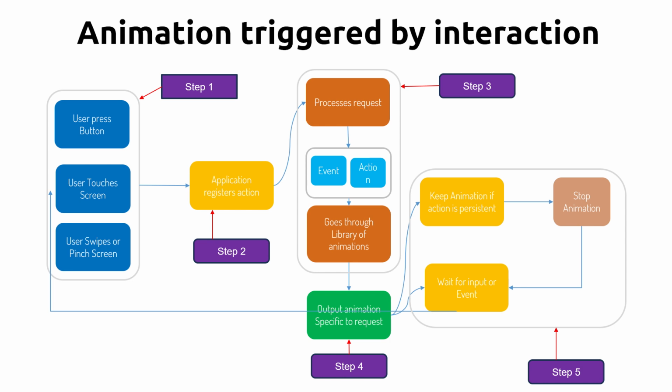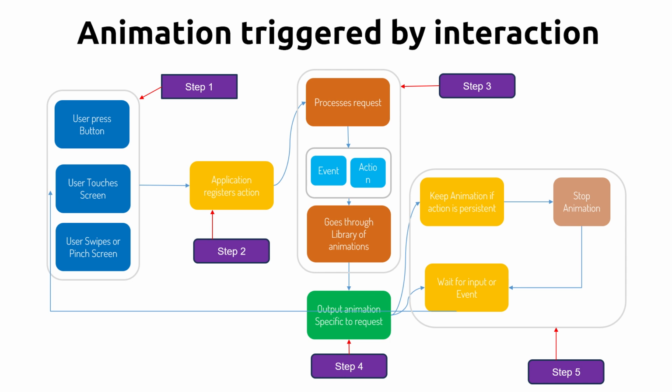Step 4. Animation output. Execution of animation. Based on the identified action, the application outputs the relevant animation. Examples include a button lighting up or being pressed, an object moving, scaling, or rotating, a transition effect like a fade-in or swipe.